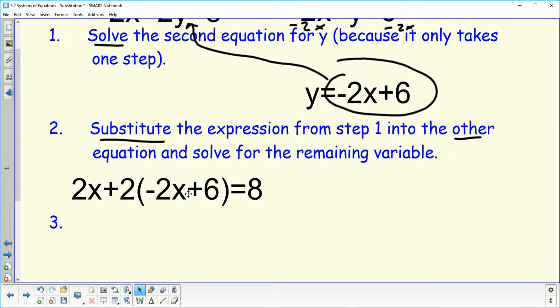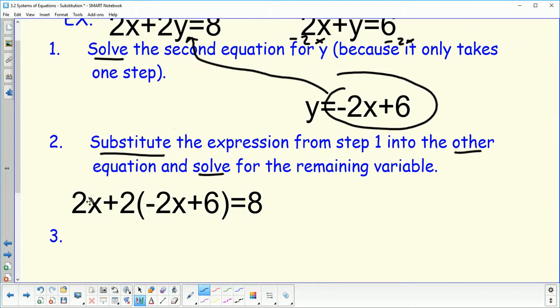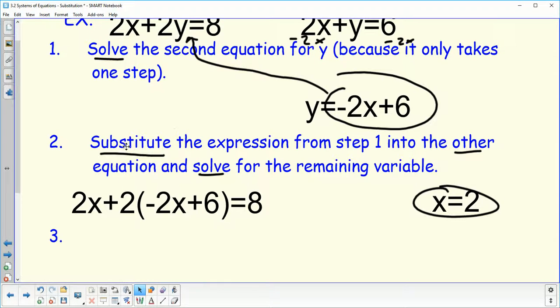Now we're going to solve this. We only have one variable left. We're going to distribute that 2 first. You can do this part on your own: distribute the 2, then combine like terms and finish solving for x. This step is nothing new for us. You guys have solved a million equations in your math careers. If we did that, we should end up with x equals 2. Now remember, there's an x and a y value that we need. So we've solved for one variable, substituted that expression in, then solved for the remaining variable. x equals 2 is part of it.